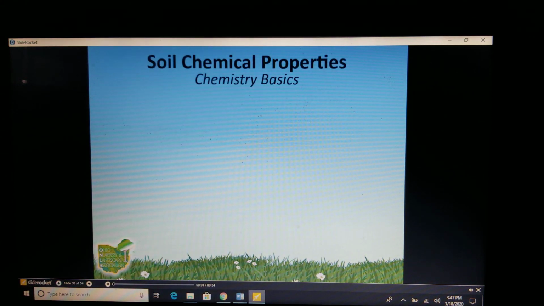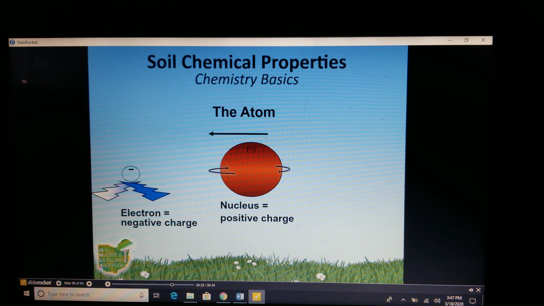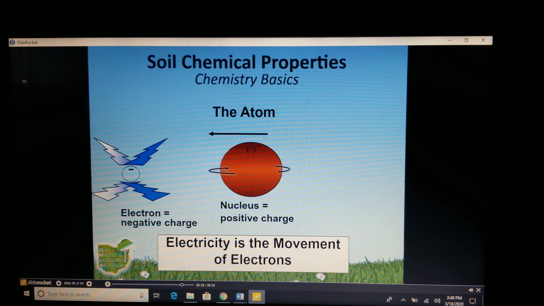Before we discuss chemical properties, we need to review some chemistry basics. Pictured here is a hydrogen atom. The center of an atom is called the nucleus. The nucleus has a positive charge because it consists of a proton, which has a positive charge, and a neutron, which has no charge. Spinning around the nucleus is an electron. The electron has a negative charge that keeps it attracted to the nucleus, but the speed of the electron prevents it from falling into the nucleus.